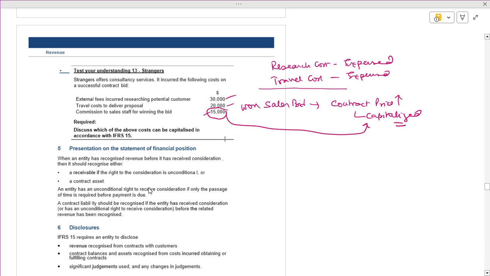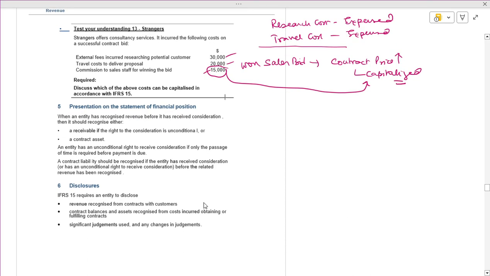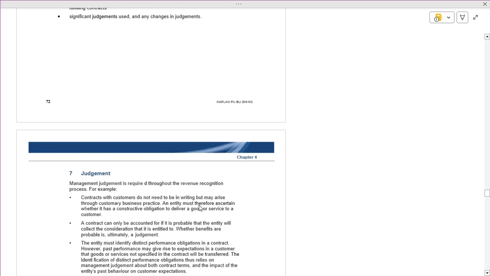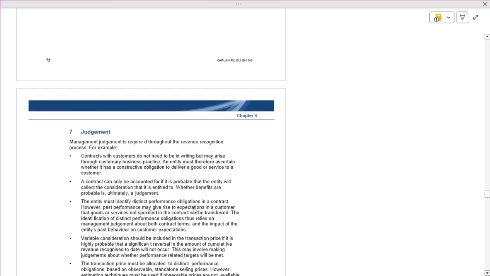Presentation of the statement of financial position. Just the same concept applies. Revenue is recognized from the contracts with customers. You have to disclose it. Contract balances, how they are obtained. Any significant judgments, any changes, have to be declared. There are various different judgments, and judgments differ from situation to situation.